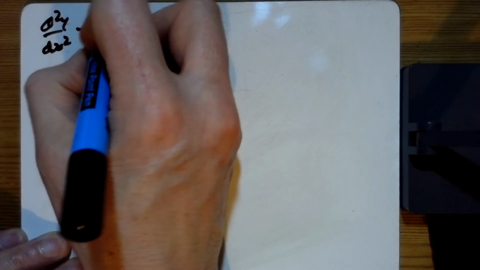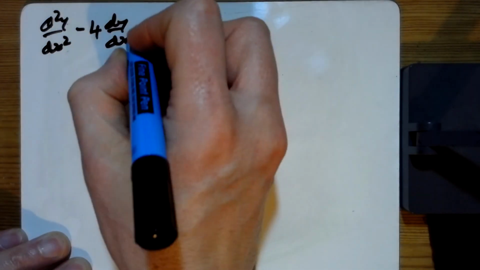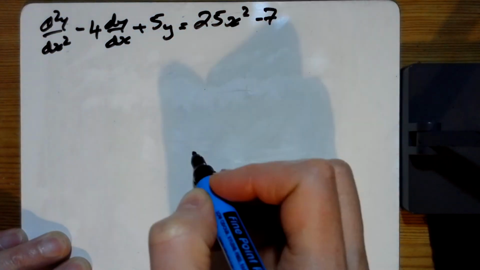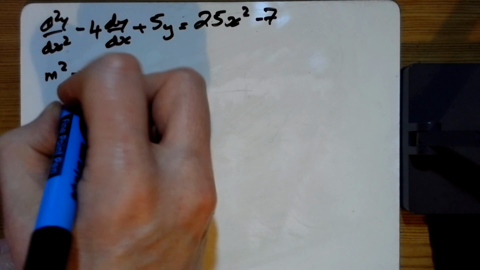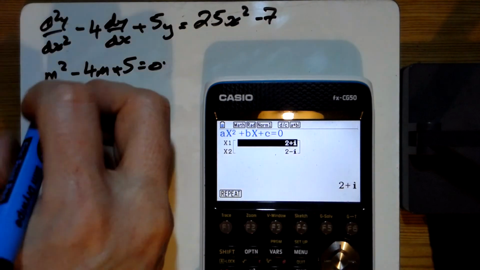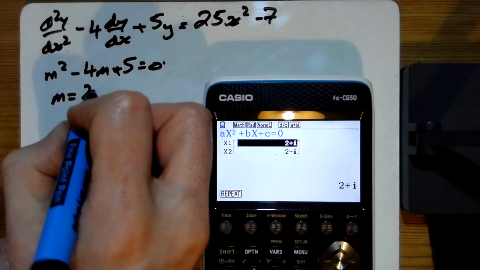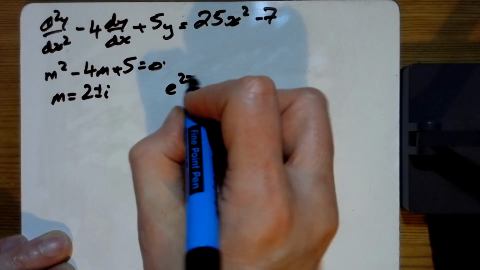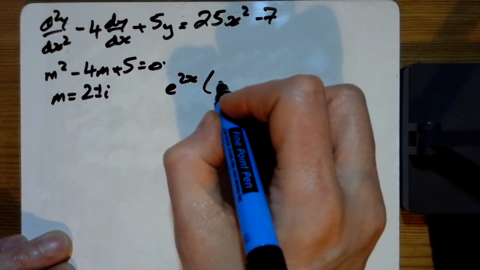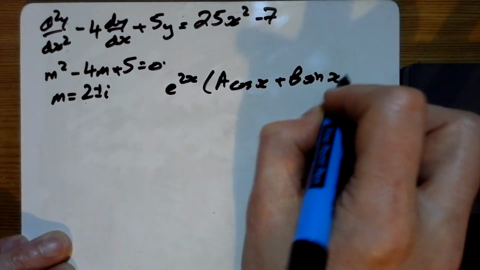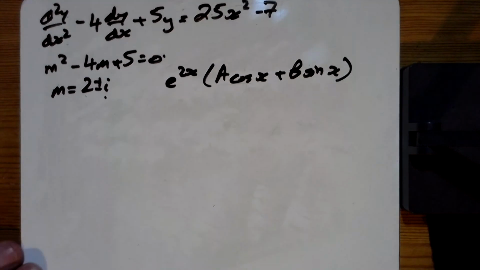So for part (i), we've got our first one with a quadratic part on the right-hand side, because we've got 25x squared take away 7. But starting on the left, I've got m squared minus 4m plus 5, and I'll make that equal 0. Putting that in my calculator, I've got some complex roots there: 2 plus or minus i. And so that means the first part of my answer is going to be e to the 2x, then a cos x plus b sin x, with just the one x because there's just one i there.